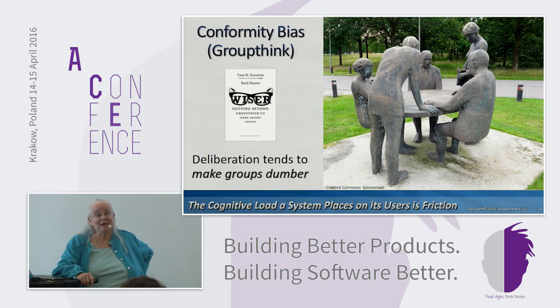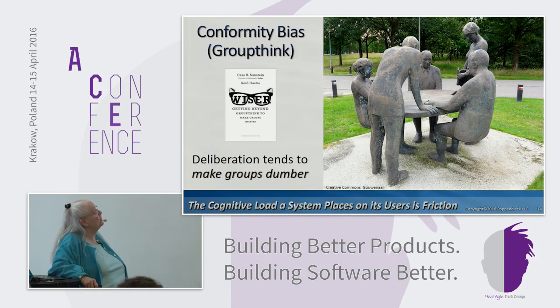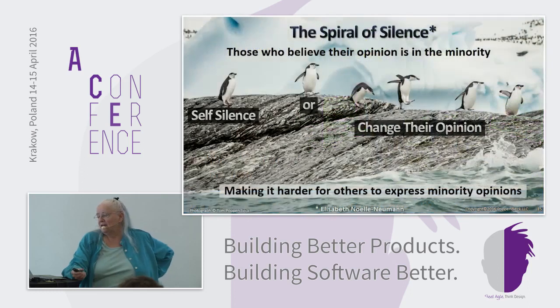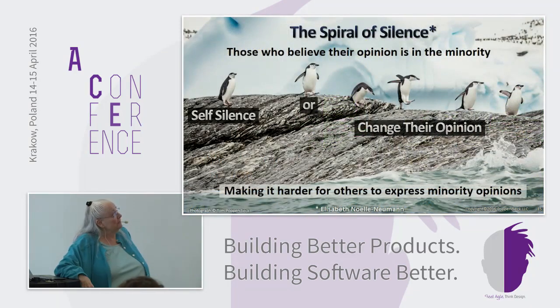Wow, how can that be? The reason is because of conformity bias. Deliberation tends to make a group dumber because there's this concept from Elisabeth Noelle-Neumann from the 50s about the spiral of silence. And it basically says people like to be in the majority. They like to conform to the group majority.